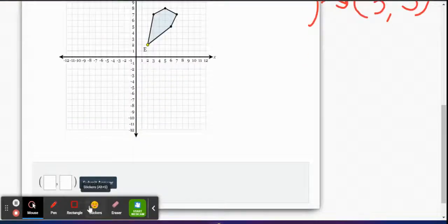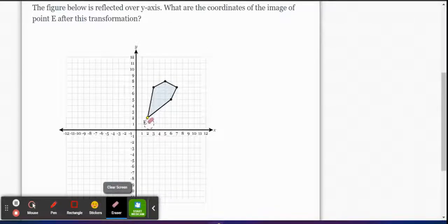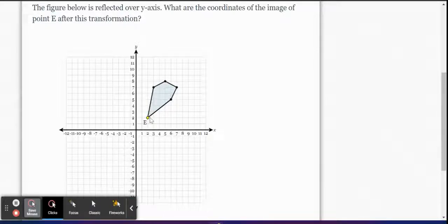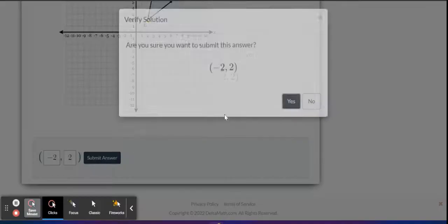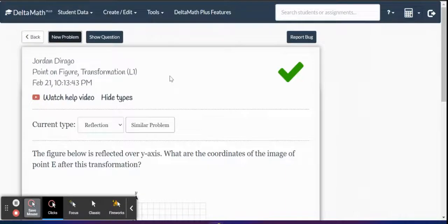Let's do one over the y-axis. Okay, this one right here. 2, 2. When I reflect it over the y-axis, it becomes -2, 2. So it changes the x. And it depends all on your preference.